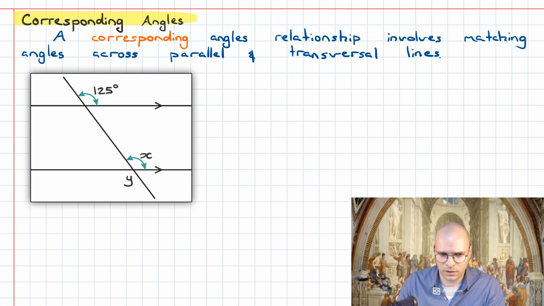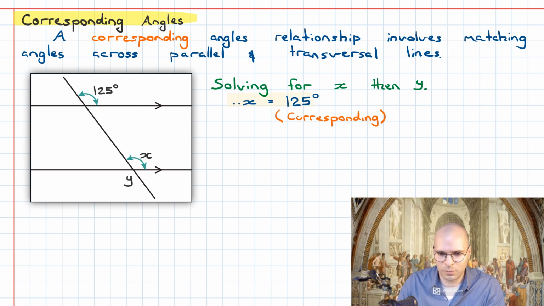Corresponding angles. A corresponding angle relationship involves matching angles across parallel and transversal lines. This is shown on the diagram. Suppose we want to solve for the values of x and y. We can use the corresponding angles relationship. Firstly, to solve for x, what you can see is that x has to be 125 degrees because of its positioning on the transversal and the parallel lines. Supposing that the parallel lines are one and the same, the x and the 125 match up.